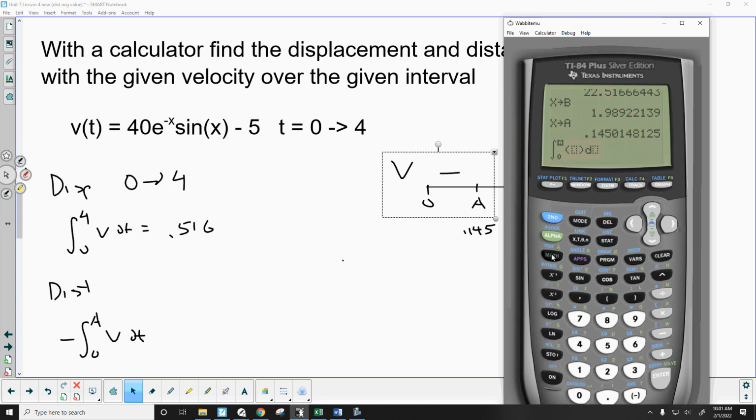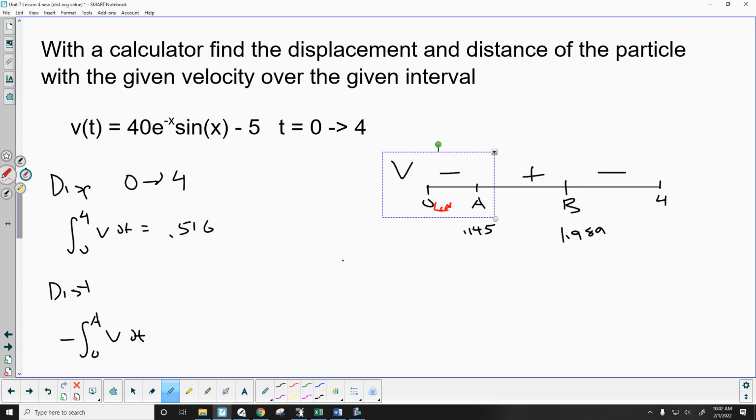This is why I like to store things. 40 e to the negative x, sine x, minus 5. And I'm going to use that over and over again, so it's good. So then again, that negative 0.343, this is how far I went left. Left, negative 0.343. Make that an opposite, it'll be a positive distance. Then I will add my positive displacement, so it stays as a positive distance from A to B.